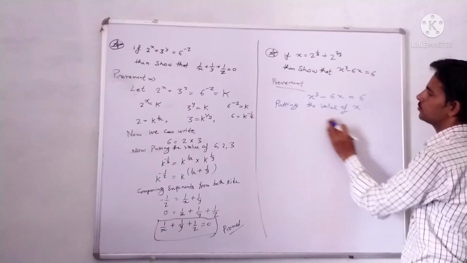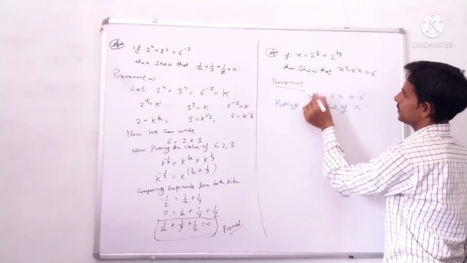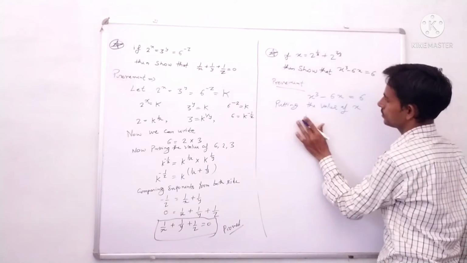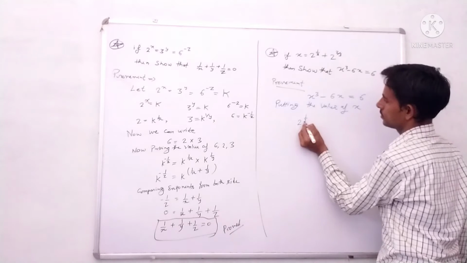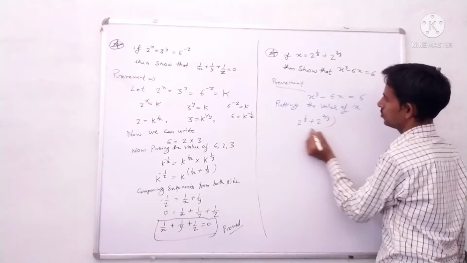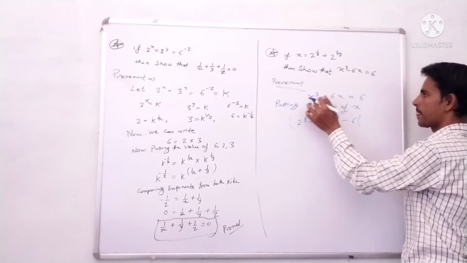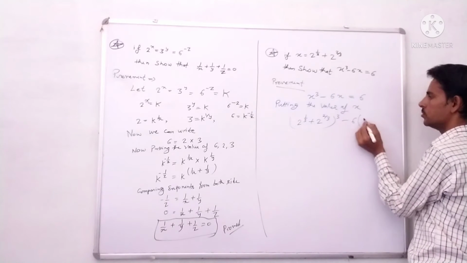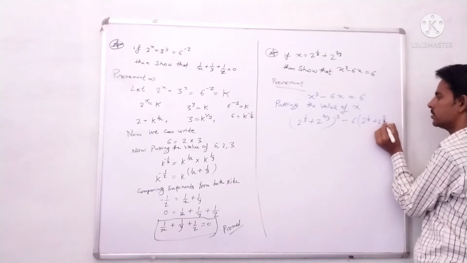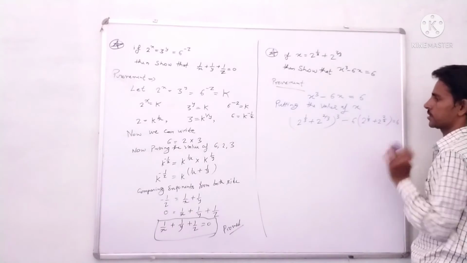Here we can write, putting the value of x. Then we will put the value of x. So we can write (2^(1/3) + 2^(2/3))^3 − 6(2^(1/3) + 2^(2/3)) = 6, putting the value of x.